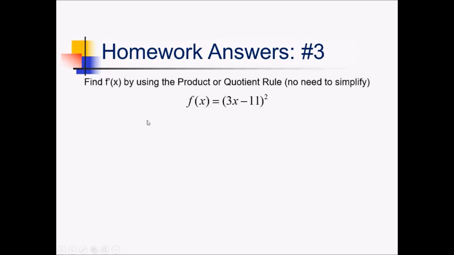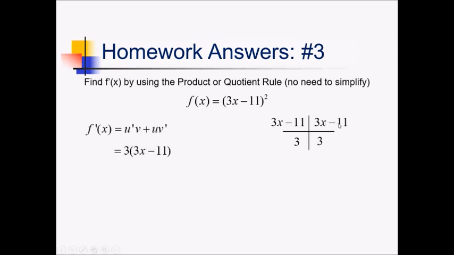So let's go ahead and use our product rule, u prime v plus uv prime, and then we'll have our box and ribbon. Our two factors are going to be 3x minus 11 and also 3x minus 11. We're multiplying something by itself here. The derivatives of those are both going to be 3. And then using our ribbon to put it all together, we've got 3 times 3x minus 11 plus 3x minus 11 times 3. They said no need to simplify, so we'll just leave it like that.